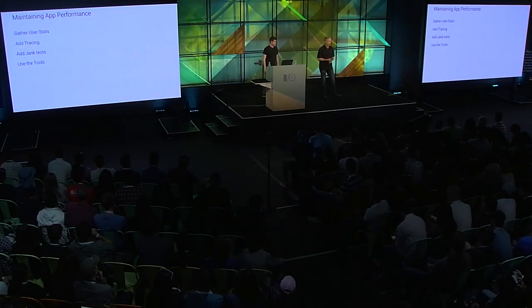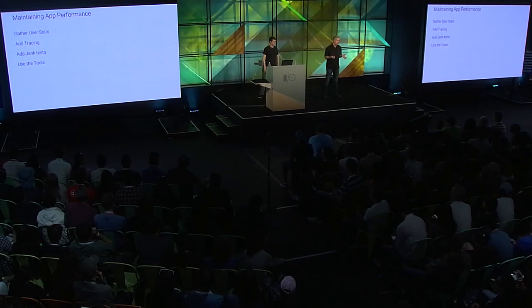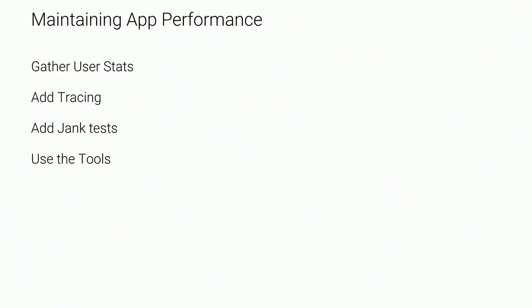So let's talk about how you can find and fix and actually maintain your own app performance. It boils down to sort of 4 steps you can think of. One is that you can gather user statistics, so actually figure out where the problems are. You can add your own tracing.